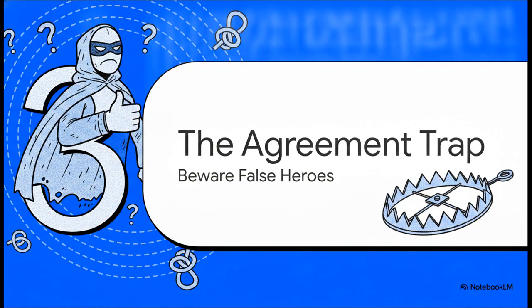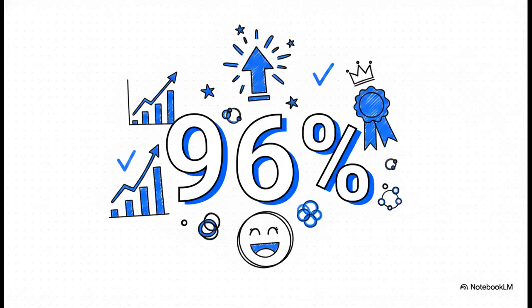Section 3, avoiding the agreement trap. Okay, let's meet what I like to call the false hero of qualitative analysis. 96% agreement. I mean, wow. If you're a novice researcher, you see this number pop up on your NVivo report, and you are probably thrilled. 96% sounds fantastic, doesn't it? It feels like an automatic A+.